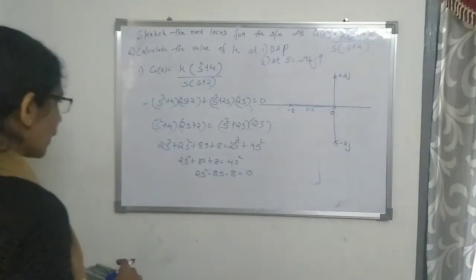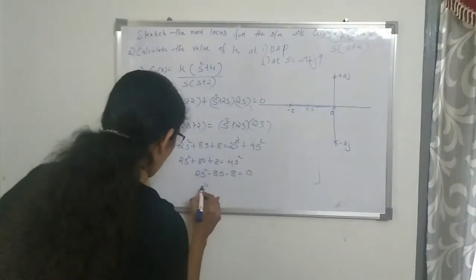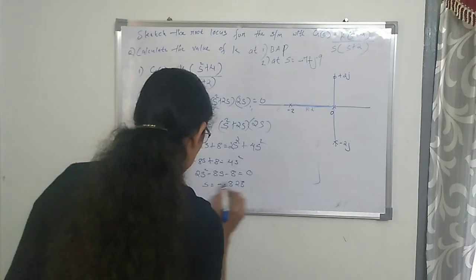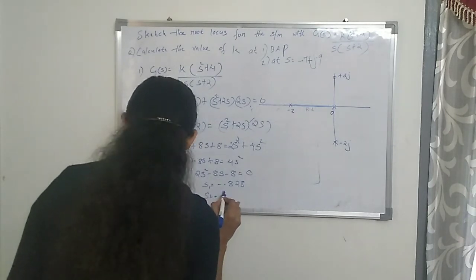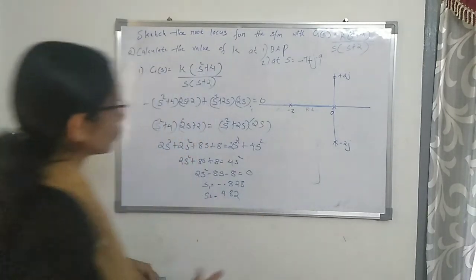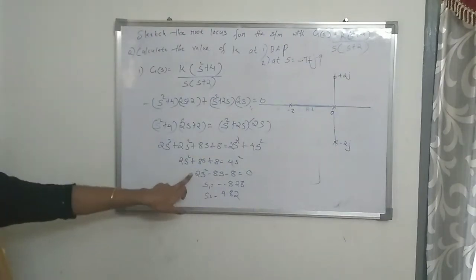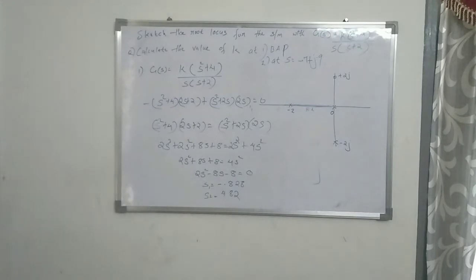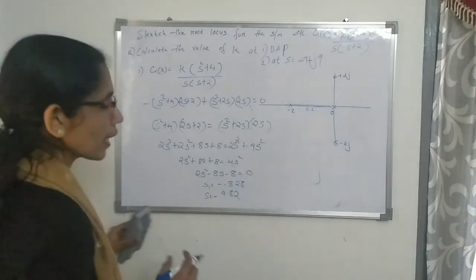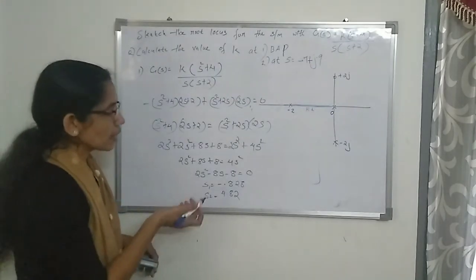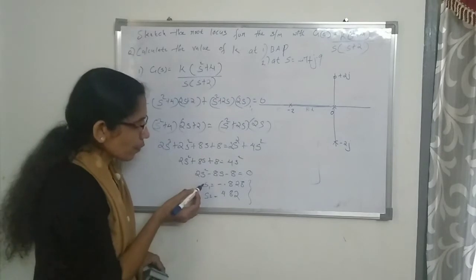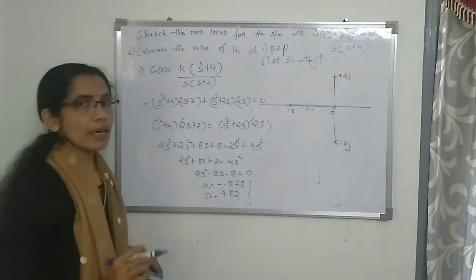Solve this equation in the calculator. We got the values s1 = -0.828 and s2 = 4.82. Next, for finding the breakaway point, substitute and check for which value of s this K is positive.